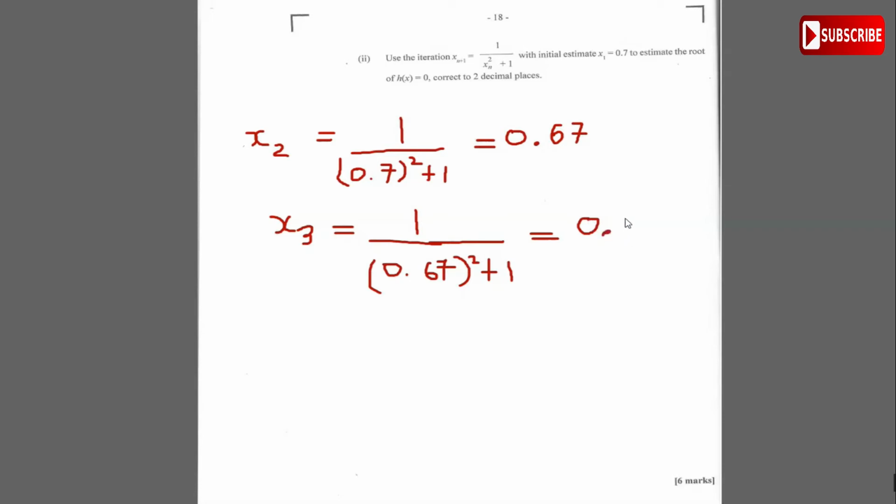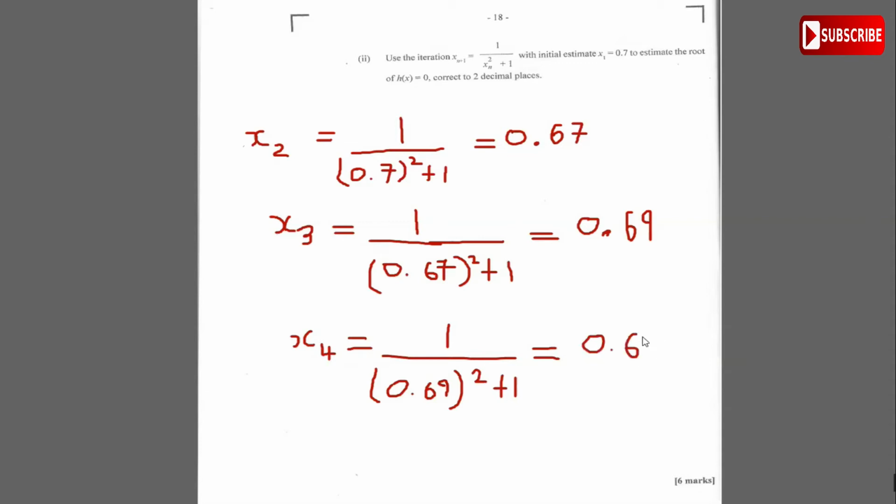Okay, I get 0.69. So let's repeat this again now, see what we get for x4. We're trying to find an approximated root. So it's 1 over 0.69 squared plus 1. And you work that out. What you're going to get is 0.69 squared plus 1, 1 divided by such answer, I get 0.68.